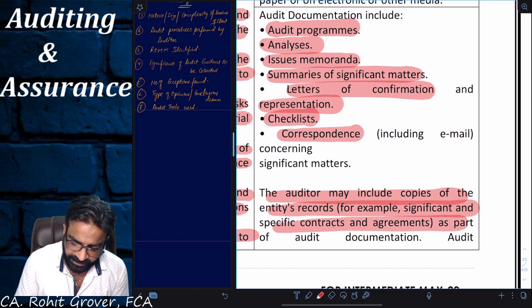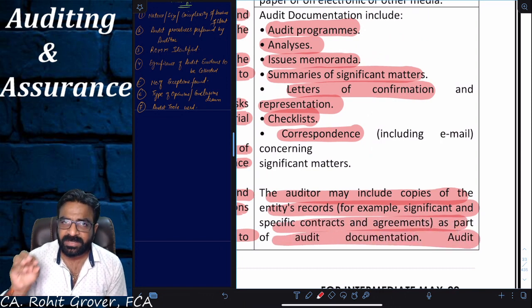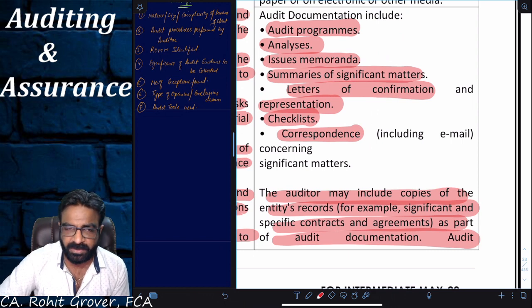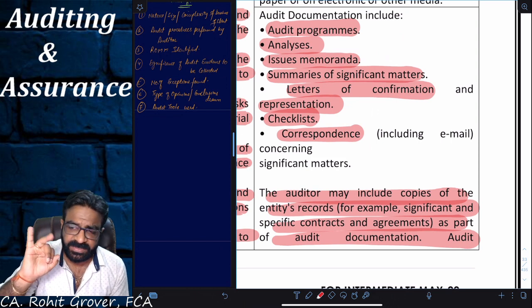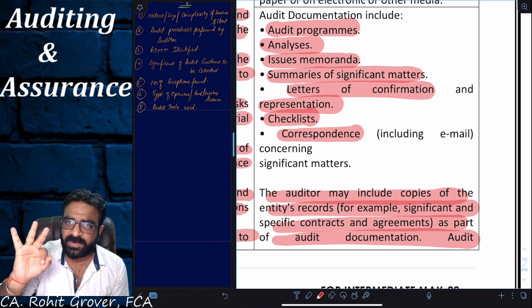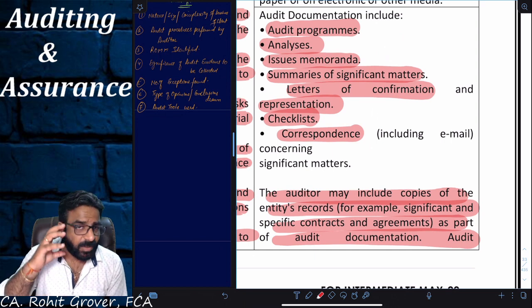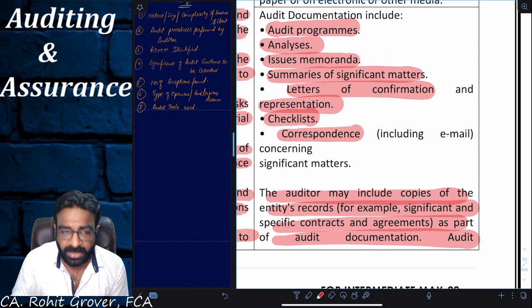Now my question is, everyone, can I include some of the copies of the important contracts and agreements of my client or not? Yes. Okay, can I take the copy of MOA of my client? Yes. Can I take the copy of AOA and certificate of incorporation, PAN number, GST registration letter? Yes. All these, see, it all depends upon auditor's professional judgment, what you want to collect and what you don't want to collect.